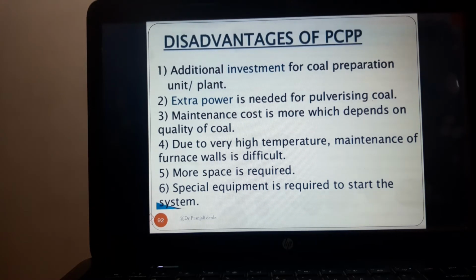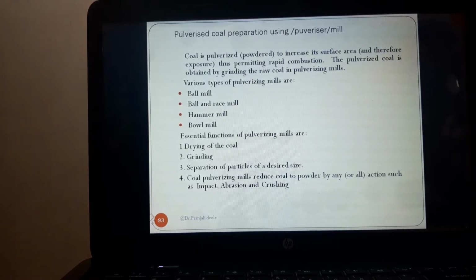Now apart from this, it also has certain limitations, such as additional investment for a coal preparation unit or plant. Then extra power is needed for pulverizing the coal. Maintenance cost is more, which depends on the quality of the coal. Due to very high temperature, maintenance of the furnace wall is difficult. Then more space is required in this case, and special equipment is required to start the system. So these are a few disadvantages of pulverized coal systems. So let's discuss it in detail.